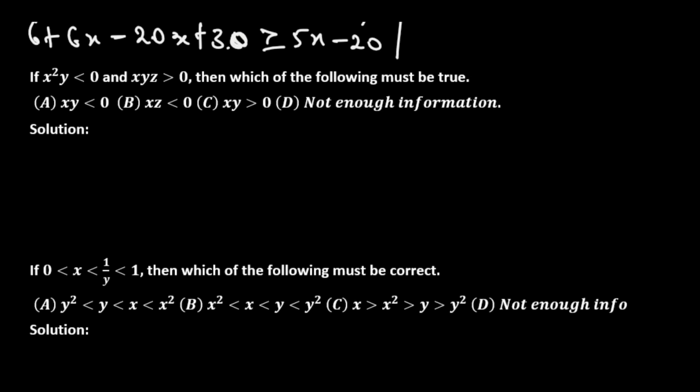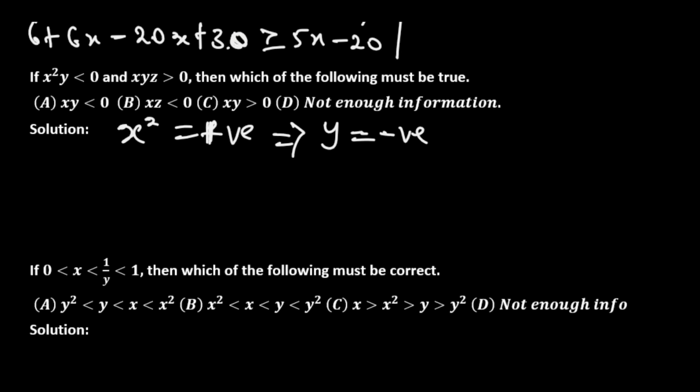If x squared y is less than or equal to 0 and xyz is greater than z, then which of the following must be true? This question looks tricky, but it's very simple. What do you notice? X squared must be positive. It's a must. And for the product of two numbers to be less than 0 means the signs are different, which implies that y must be negative. Do you get the logic?